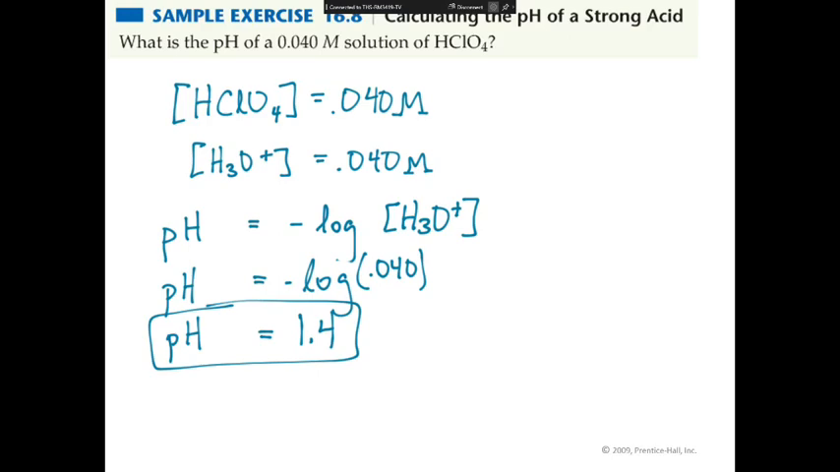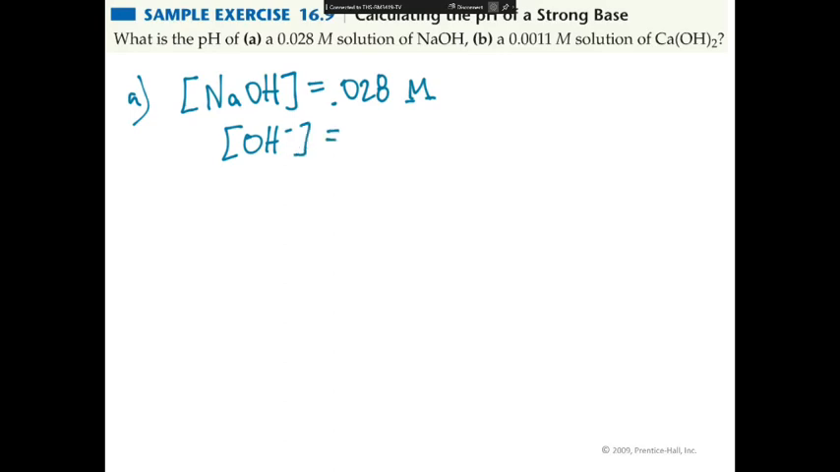So that one was very straightforward for strong acids. If it's a strong base, there's at least one more step, maybe two more steps, depending on what the strong base is. All right, so this says, what is the pH of a 0.028 molar solution of sodium hydroxide? And then we'll do part B in just a second. So when you're trying to find the pH of a strong base, you got to focus on the hydroxide part first. Well, if the concentration of NaOH is 0.028 molar, then the concentration of hydroxide is the same thing.